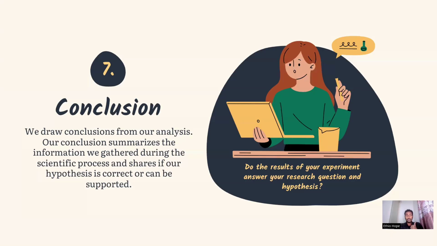The next one is the conclusion. Finally, we make a conclusion. This is where we summarize what we learned and decide whether our hypothesis is supported. If our plants consistently grow toward the light, then our hypothesis was correct: light does affect the direction of growth. If the results were mixed, we might say the hypothesis is only partially supported, and we would suggest more tests.